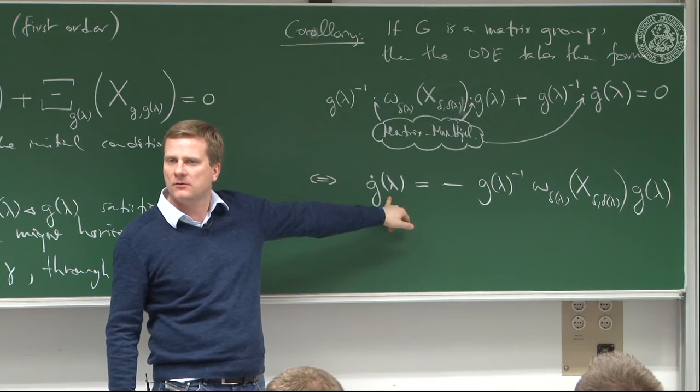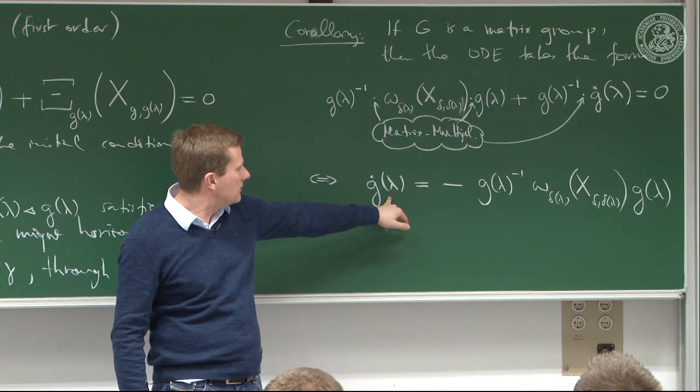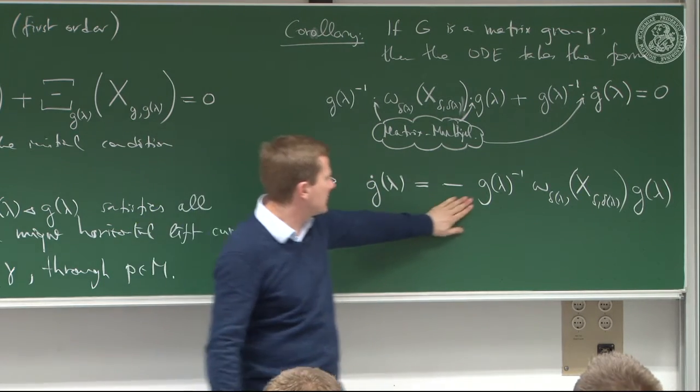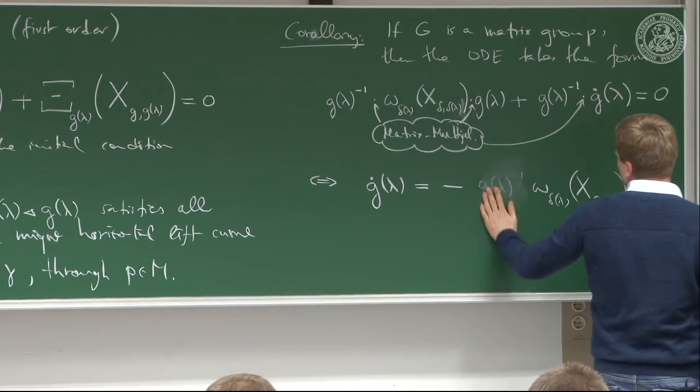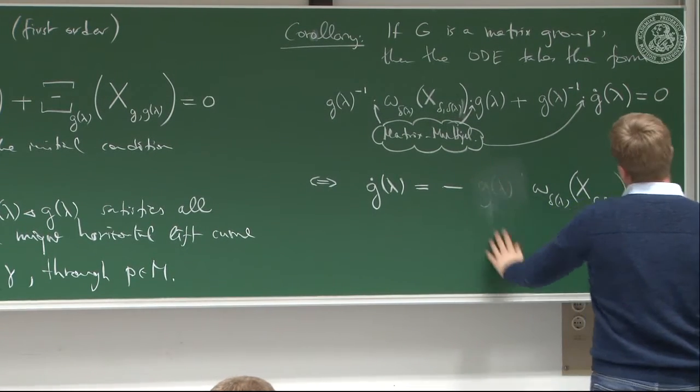And that, of course, reassures us in this context that this really is a first order ODE for this curve in the group. Yeah? G of lambda to the minus 1 shouldn't be there. That is correct. Thank you. Yeah, that's right. That's gone.